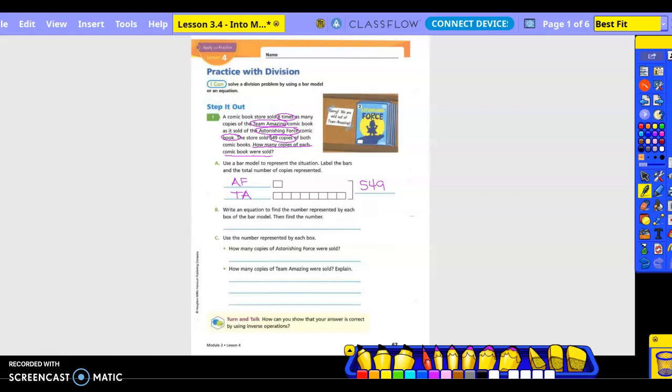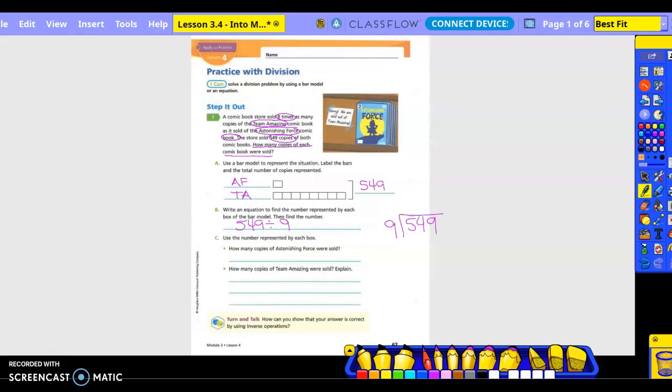Write an equation to find the number represented by each box. So what are we going to do? Divide, so 549, because that's our total, right? Divided by how many total boxes do we have? 9, because we have 8 here and we have 1 here. So yes, up in our equation it says 8, but you can't forget about the 1 extra for the other one, right? Okay, so we need to do 549 divided by 9.